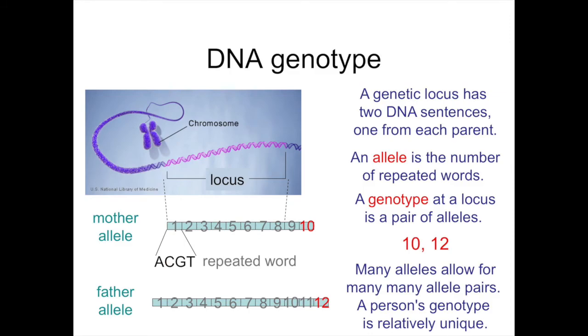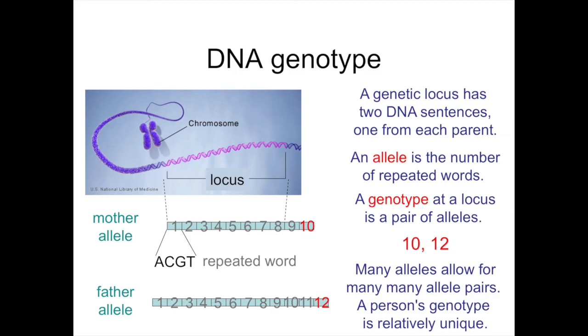A genotype is a pair of these alleles. So at one of these locations on a chromosome, you have two copies, one inherited from your mother and one from your father, and there are different lengths of the repeated word. Here we're seeing on the left a particular region on a chromosome, a locus, and the mother allele has 10 repeats of this 4-letter word, the father allele has 12 repeats, and so that pair of alleles is a 10-12. And the task of modern forensic DNA is to work out what the genotypes are and make comparisons.